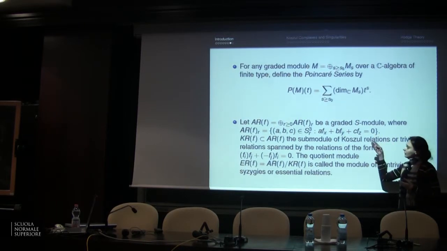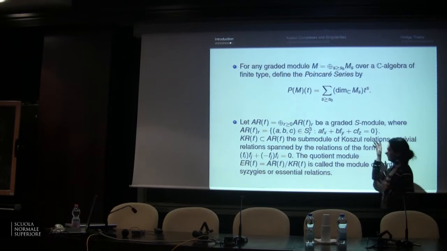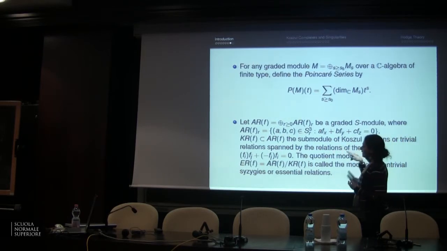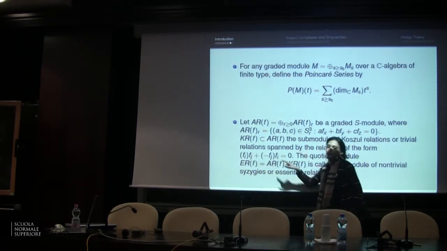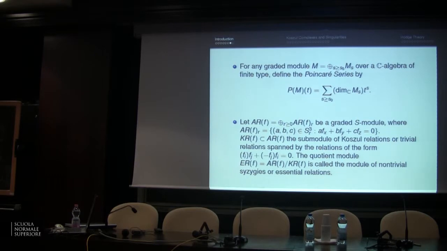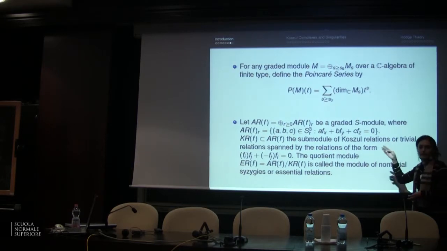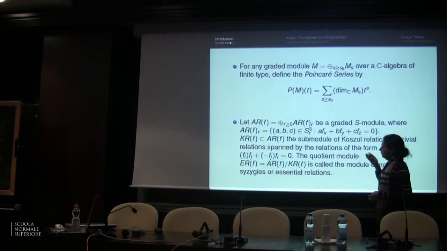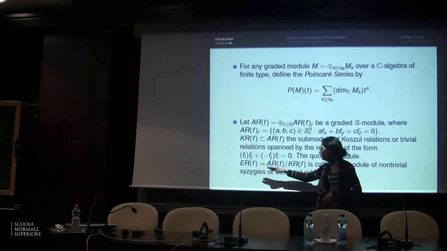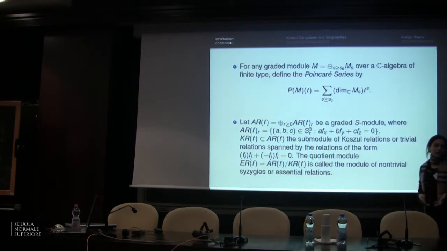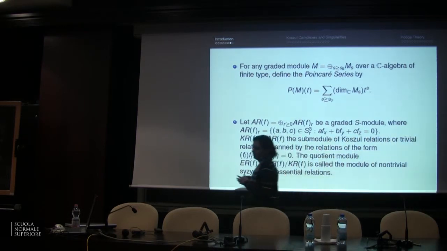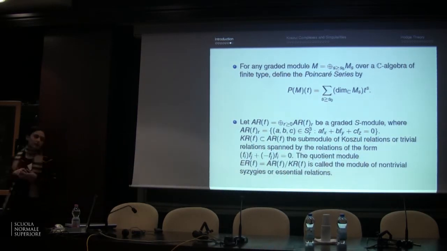And among these relations, we have the relations spanned by the trivial relations, which are of the form fi times fj minus fj times fi, where fi and fj are the partial derivatives fx, fy, and fz. So if we take the quotient module ER, which is the module of the essential relations or the non-trivial syzygies, we take all the relations modulo the trivial relations, and we are interested in finding the dimensions of ER.